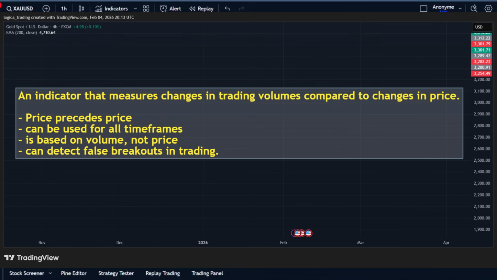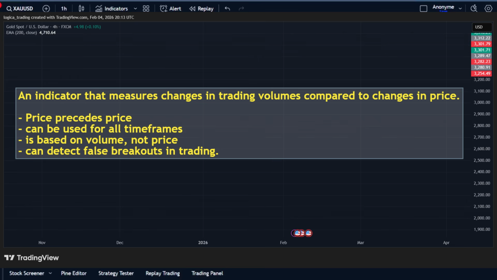What are the features of this indicator in short? The first feature is that it leads the market. Secondly, it can be used for all time frames and markets. Third, it relies on volume, not price. This makes it a leading indicator for the market. Finally, it can detect false breakouts and many other uses.